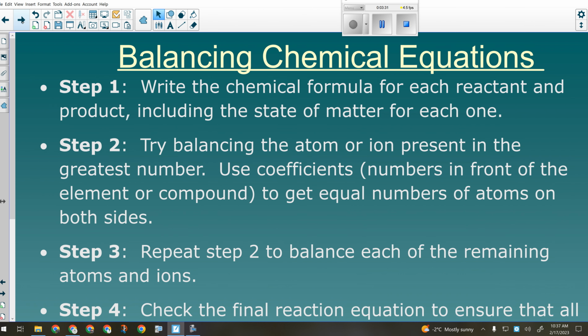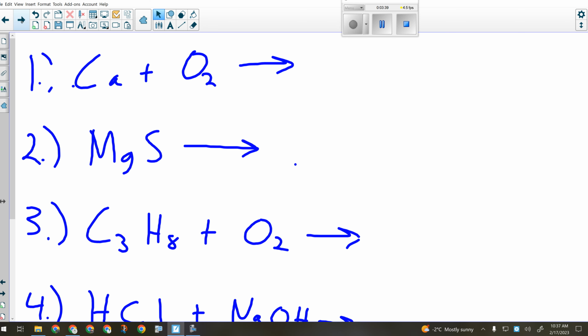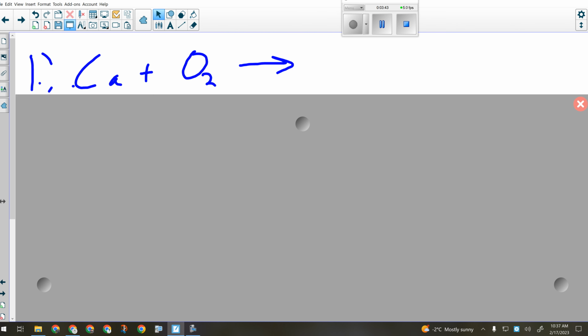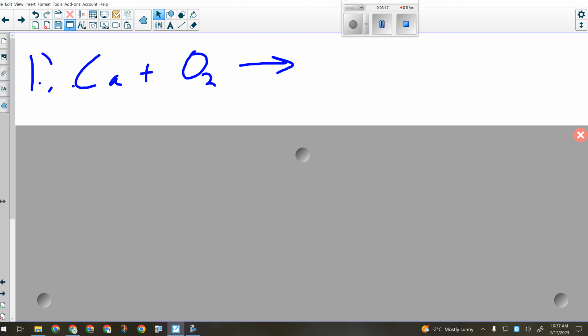Since we have already done that and we already know how, we're just going to skip those steps and talk about predicting the products of a chemical reaction. I would like you to write down this first reaction here. In this first reaction, we have calcium reacting with oxygen.